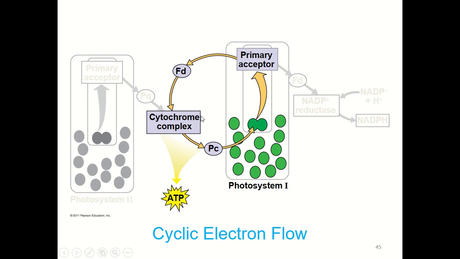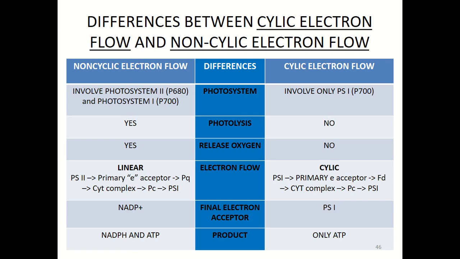Okay, as you can see here, what will happen? The light will strike photosystem 1, and then the electron from the ground state of photosystem 1 will be accepted by the primary acceptor, and then the electron will go to the electron transport chain from the primary electron acceptor, ferredoxin, cytochrome complex, plastocyanin, and back to photosystem 1, and this ETC will cause ATP synthesis to produce ATP.